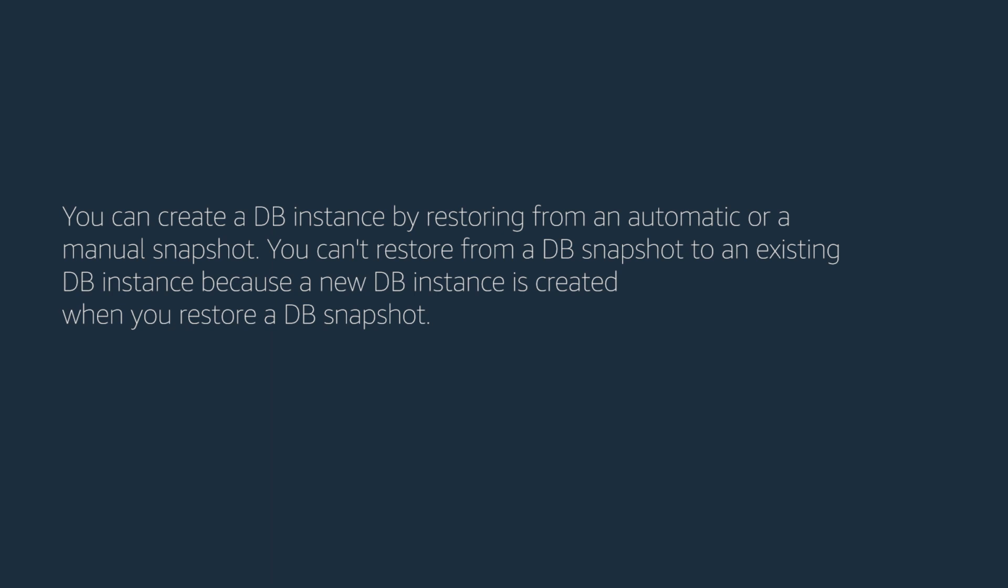Today, I'm going to show you how you can restore from an Amazon Relational Database Service DB snapshot. Let's get started. You can create a DB instance by restoring from an automatic or manual snapshot. You cannot restore from a DB snapshot to an existing DB instance because a new DB instance is created when you restore a DB snapshot.